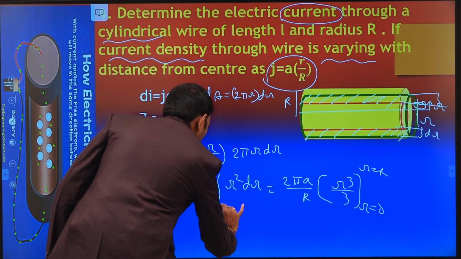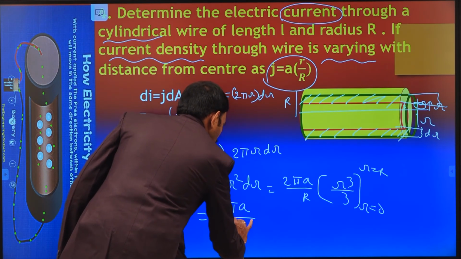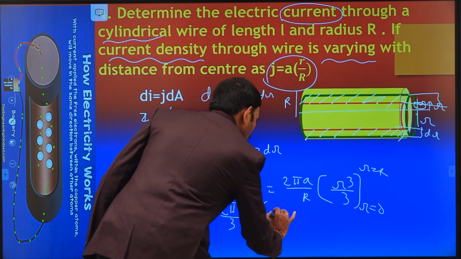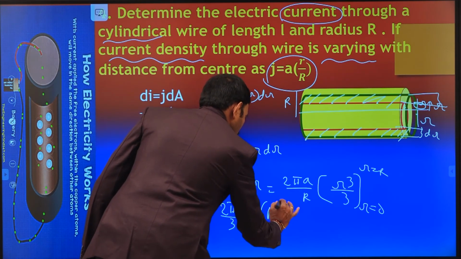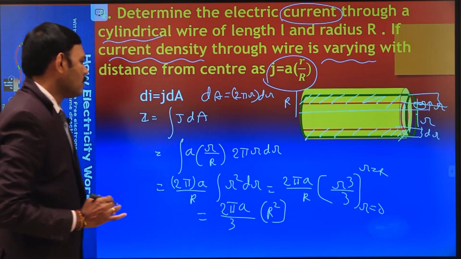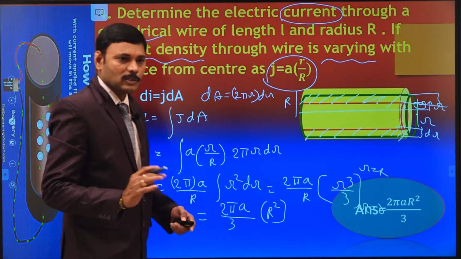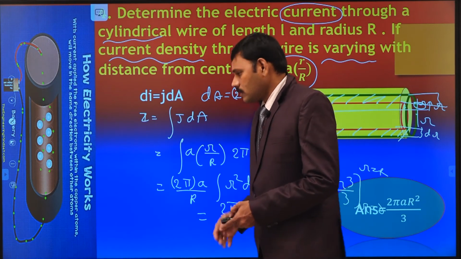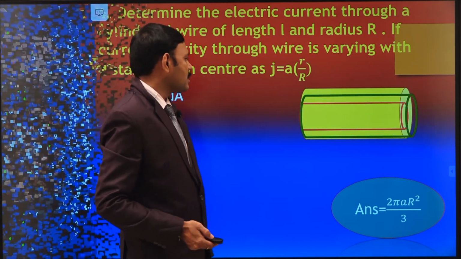Then it becomes 2 pi A divided by 3. We cancel capital R. So in the numerator we get R cube by R, capital R gets cancelled, and it becomes R square. So this is the formula, 2 pi A R square whole divided by 3. Students, these are some problems that we discussed to understand and to apply the known concept in current electricity.